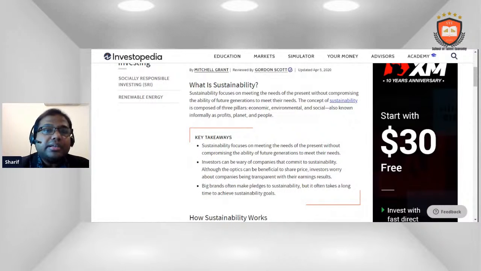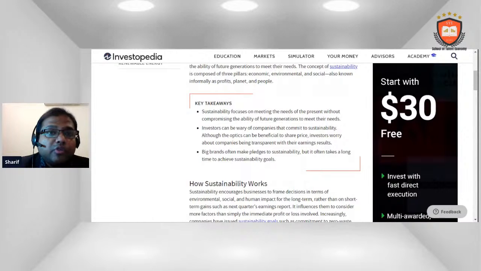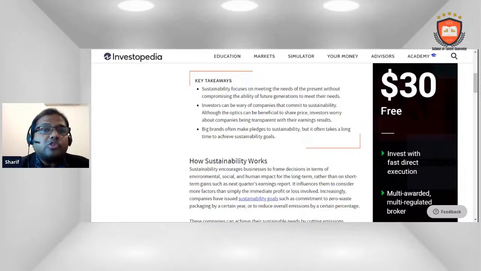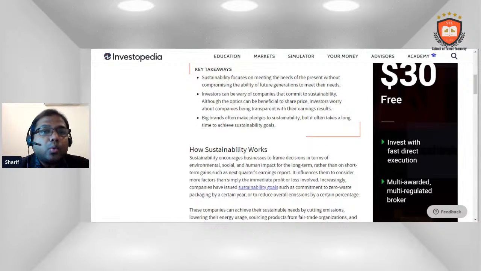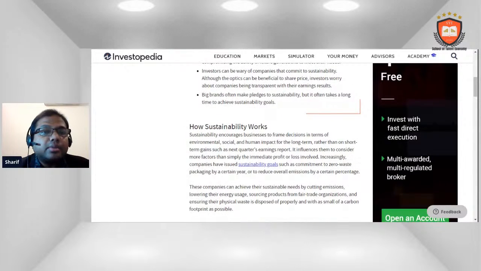The concept of sustainability comprises three pillars: economic, environmental, and social, also known informally as profit, planet, and people. Key takeaways: sustainability focuses on meeting the needs of the present without compromising the ability of future generations to meet their needs. Investors can be wary of companies that commit to sustainability, although the optics can be beneficial to share price. Investors worry about companies being transparent about their earnings results. A big brand often makes a flag of sustainability, but it often takes a long time to achieve sustainable goals.